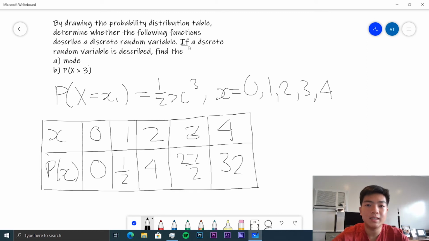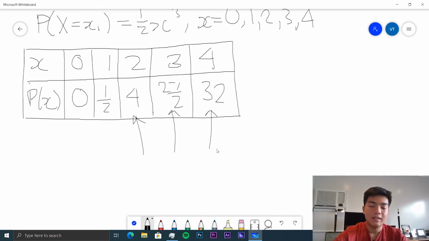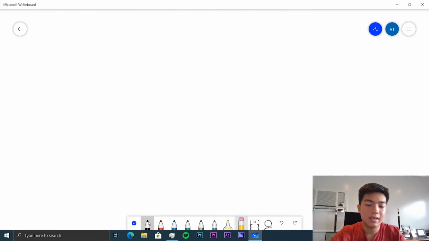So is this a discrete random variable? Well, clearly not, since some of these probabilities are over 1. In a discrete random variable, remember, all of these have to add up to 1, and this clearly does not add up to 1. It adds up to something much, much greater than 1. So it's not a valid discrete random variable.